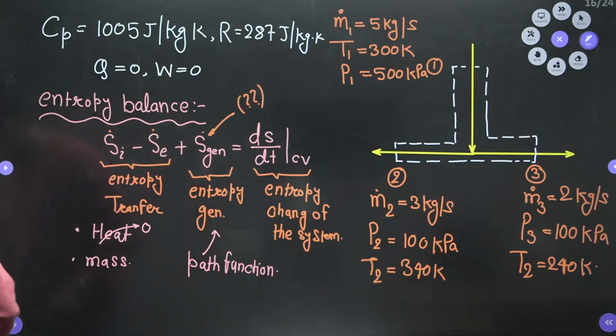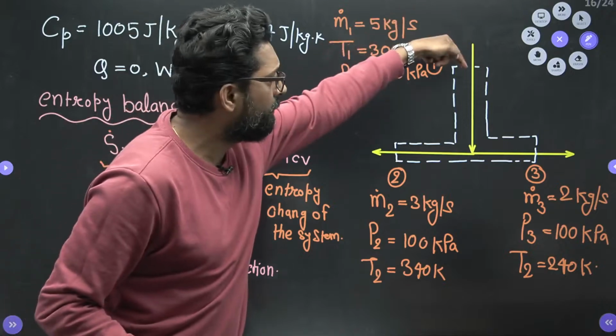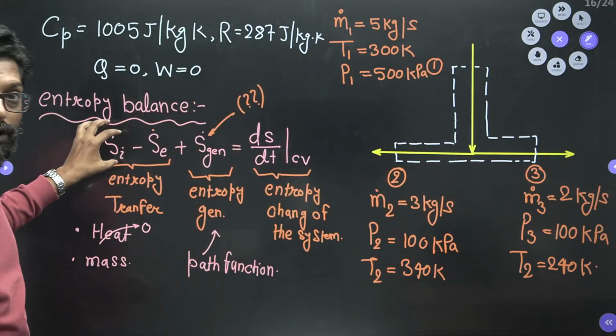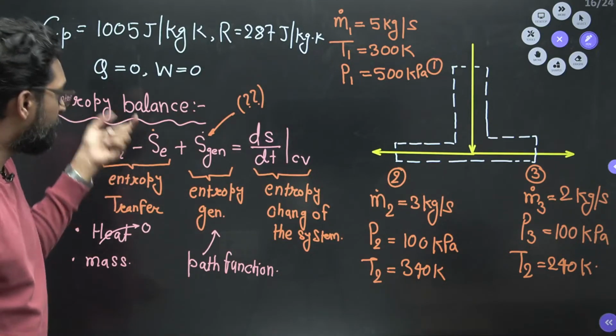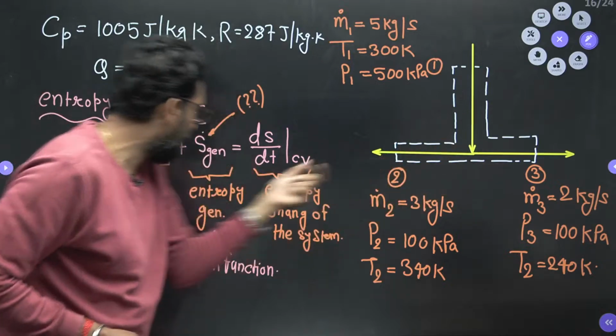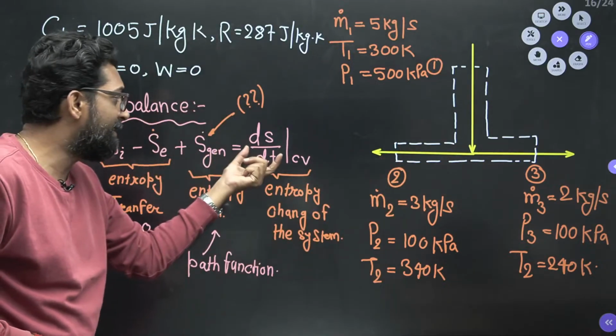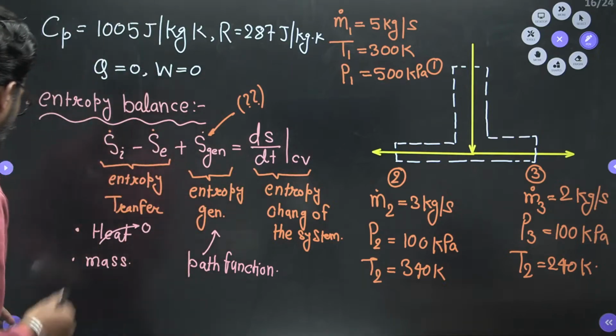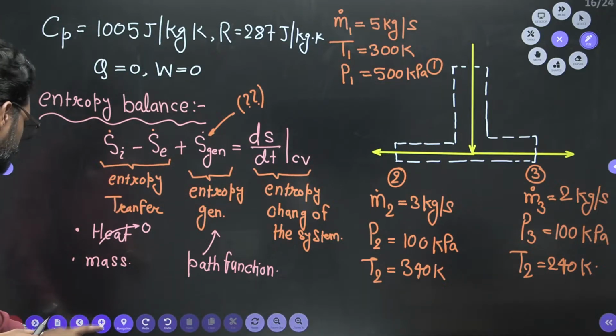So, my dear, what is in? There is one inlet and 2 exits. So, one inlet due to the mass, minus the 2 exits due to the mass transfer, plus entropy generation, is equal to rate of change of entropy of the system. So, how to write this equation? Please see this.